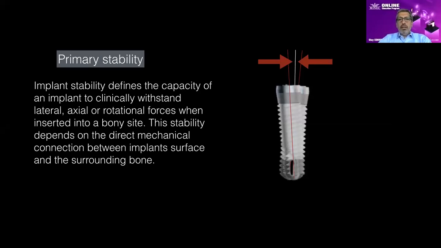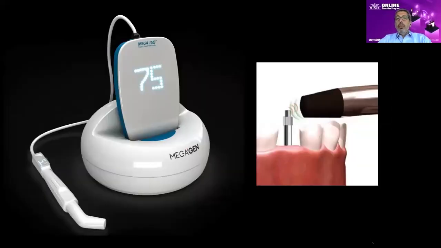And the higher these micro movements are, the higher the risk of having a loss of implant during the early period of healing. How can we measure this micro movement? We can measure this micro movement or this primary stability by using some machines. One of the most used machines today in the world is the ISQ machine.